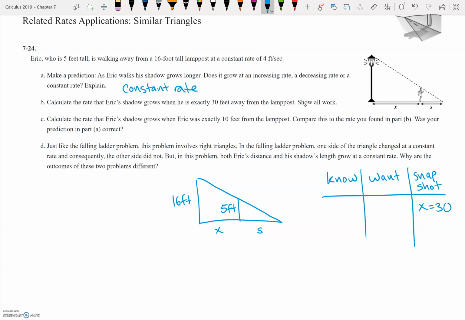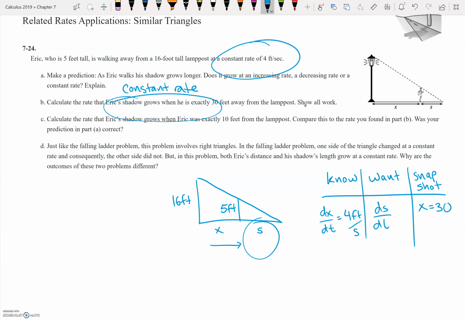And we know that he is moving at a constant rate of 4 feet per second. So what is changing at a constant rate of 4 feet per second? It's his distance away from the lamppost, which means we could say this is dx/dt, and that is going to be 4 feet per second. We want to know how fast his shadow is growing, so his shadow, which is ds/dt, and that's what we're solving for.